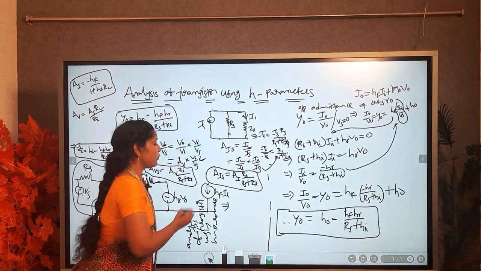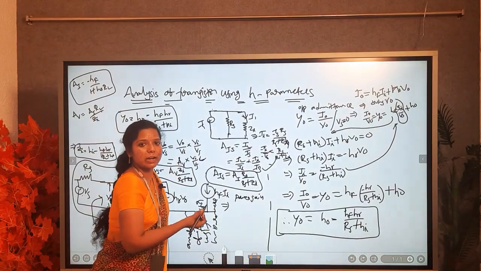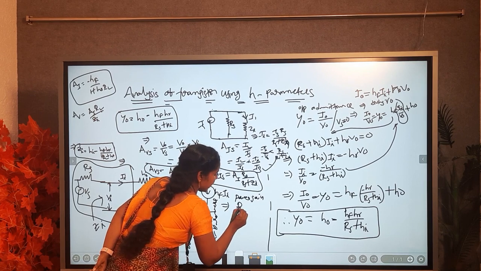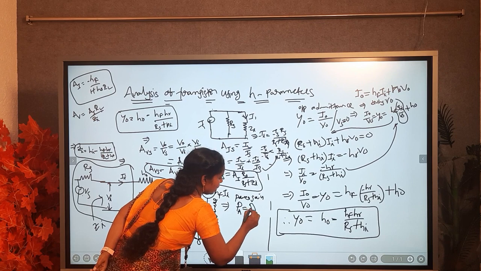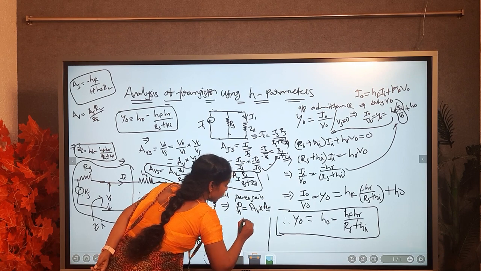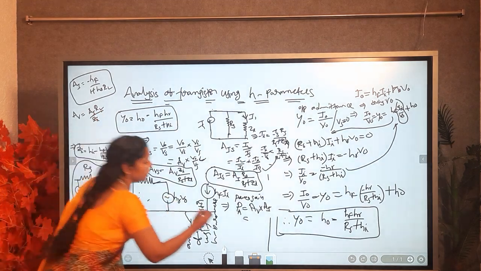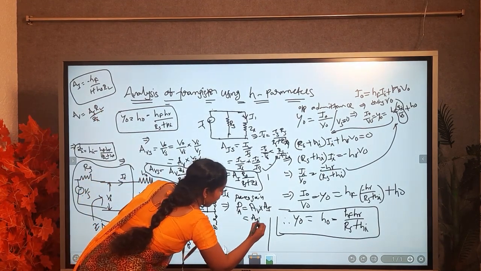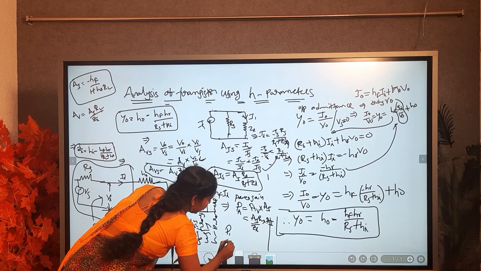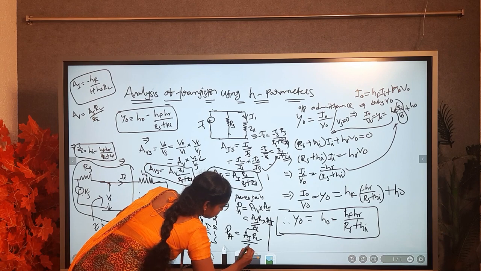Then you have to find the power gain. Power gain means voltage into current, V into I. Power gain PA equals overall voltage gain AV into overall current gain AI. We know that voltage gain means AI into RL by ZI. Substituting, AI into RL by ZI into AI. So the power gain equals AI square into RL by ZI.